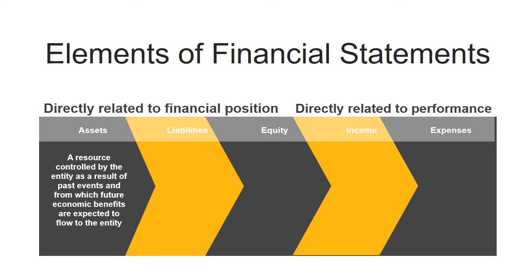Example: Company A purchased a machine from Company B. Ngayon, yung machine is controlled already by Company A. So it is a resource controlled by the entity as a result of past event. Ano yung past event? Bumili si Company A kay Company B. Merong transaction na nangyari. And from which future economic benefits are expected to flow to the entity. Meron bang benefits from the machine? Yes, meron. For example, in our illustration, if Company A will use that machine to produce their products, then we have future economic benefits in using the machine. Therefore, that machine should be classified as an asset.